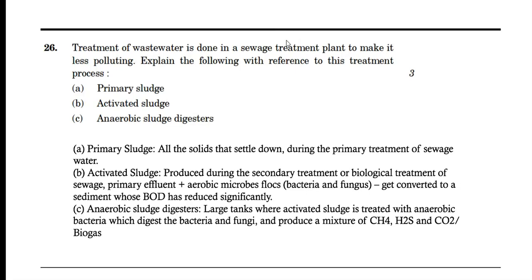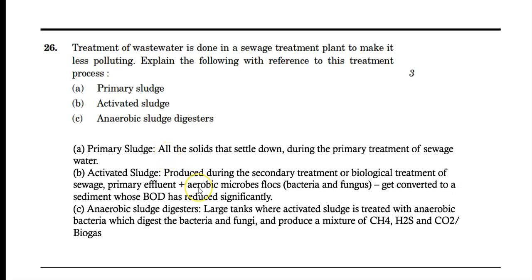See, this is regarding microbes in human welfare. Wastewater treatment and sewage treatment happen. Some terms are given there, some kinds of digesters and sludge, explained with reference to the treatment process. Primary sludge is what we get once all the solids have settled down. When the primary treatment is happening, all the solids settle down, and from that primary treatment we get the primary sludge. Then we move to activated sludge.